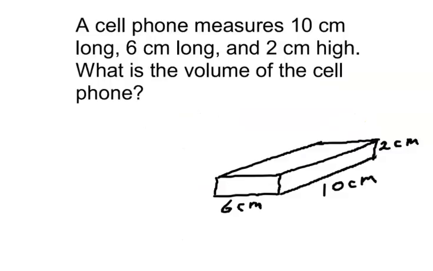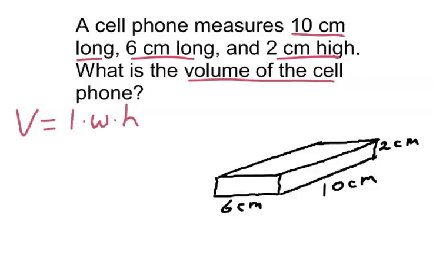A cell phone measures 10 centimeters long, 6 centimeters long and 2 centimeters high. All right, I think they meant to say, first of all, the length, then the width, and then the height. Okay, that's what I think it is, because they're looking for volume, and volume is length times width times height, right?